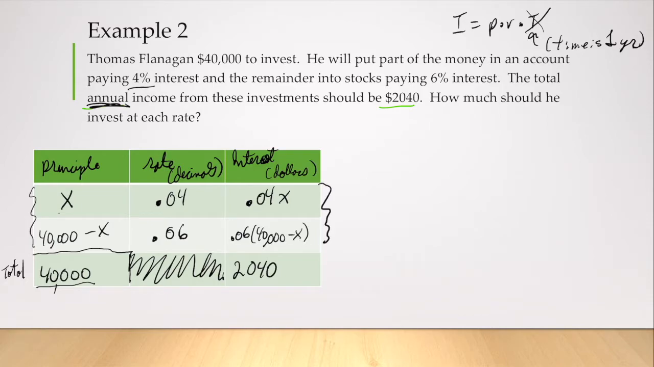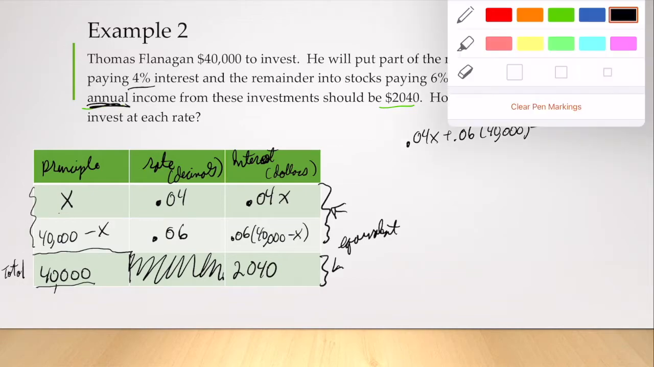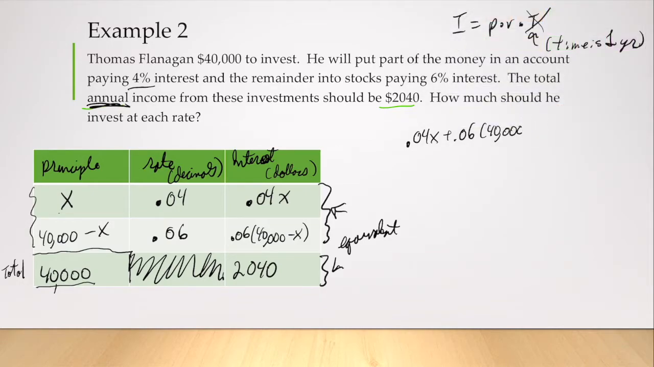So the interest in the two accounts should equal $2,040. These are equivalent. Because they're equivalent, they're equal. I can use these to set up my equation. 0.04x plus 0.06 times 40,000 minus x. I put the parenthesis in the wrong spot. Darn. 40,000 minus x equals $2,040.